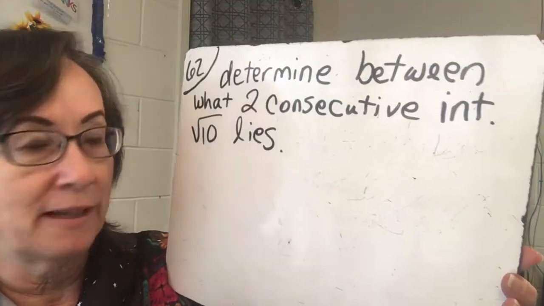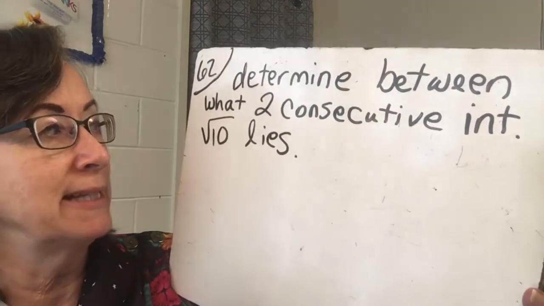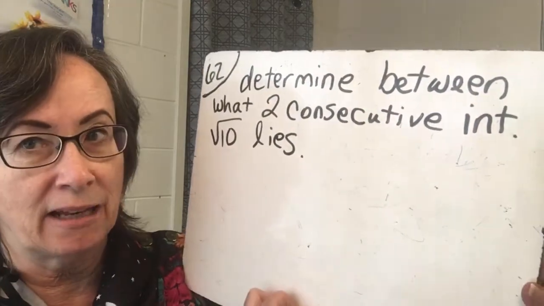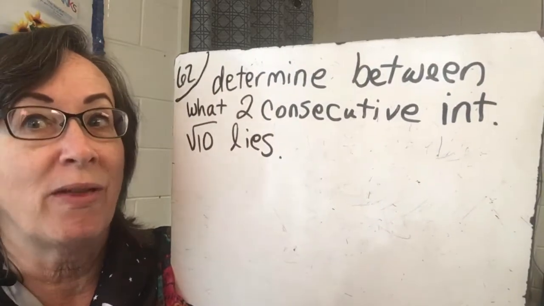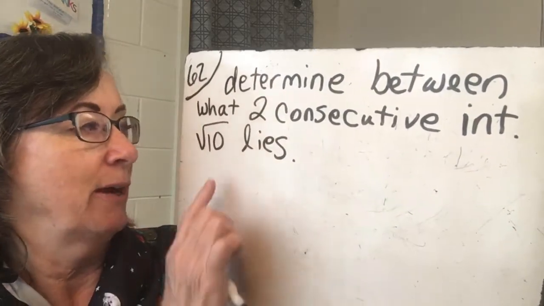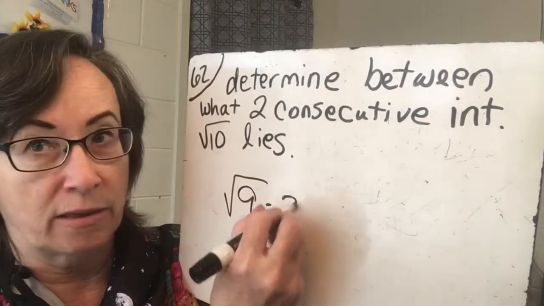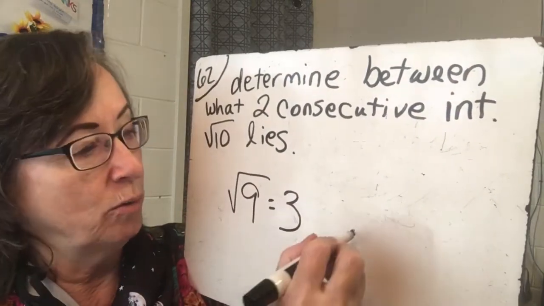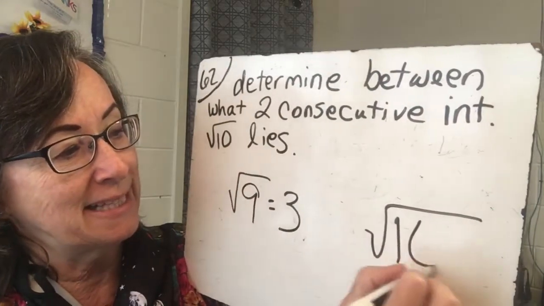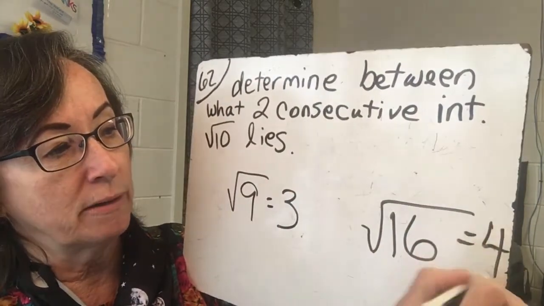Okay, this one's a fun one. Determine between what two consecutive integers the square root of 10 lies. And we're supposed to do this without a calculator. Well, I know that the square root of 9 is 3, and I know that the square root of 16 is 4.